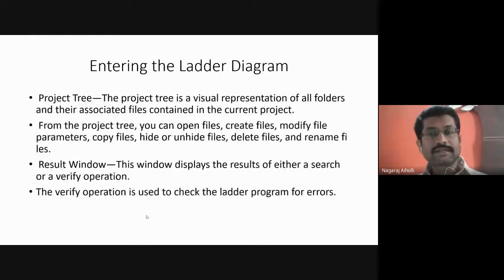The project tree is a visual representation of all the folders and the files. That's what I told. It consists of all the directories, drives, folders, and the file names. From the project tree, we can open the files, we can save them, we can edit them, we can delete certain files, we can update certain files, we can hide them, we can rename the files. These are the various options.